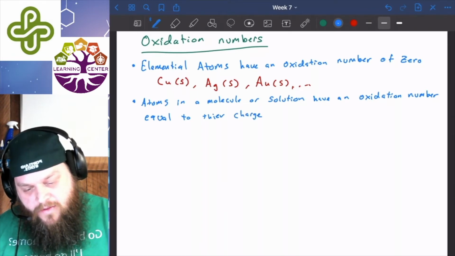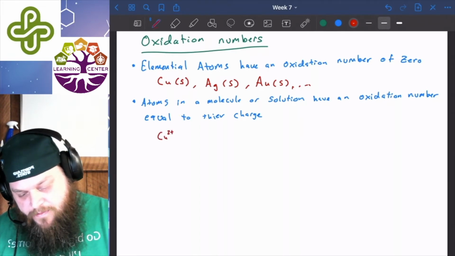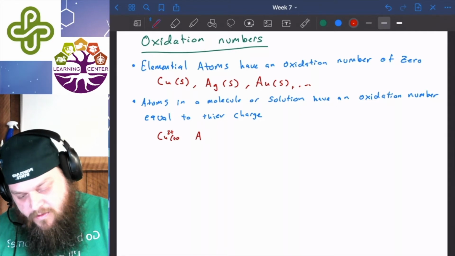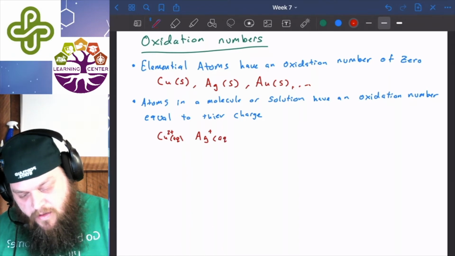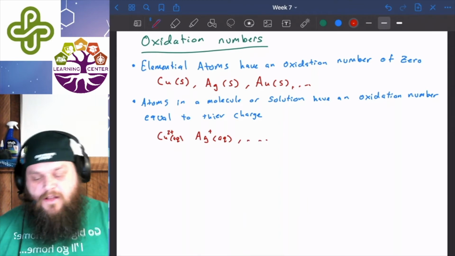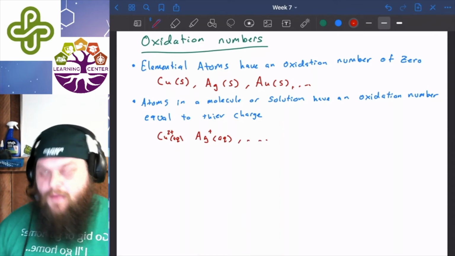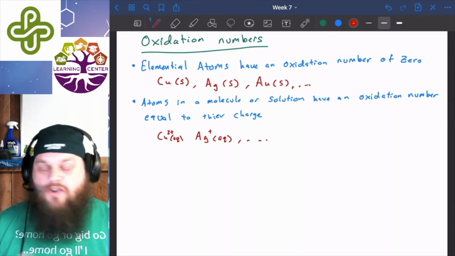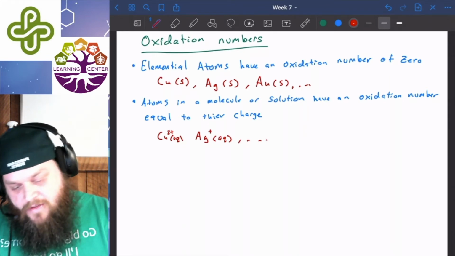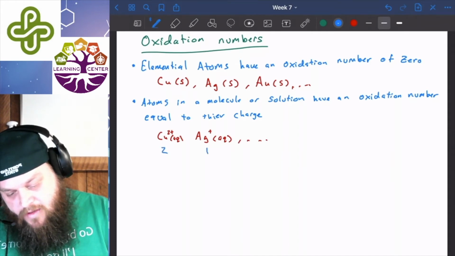Some examples of that would be copper 2 plus in aqueous solution, silver plus in an aqueous solution, and so on. There are lots of different ionized metals floating around in there, and anytime they have a charge associated with them, for example, this copper 2 plus would have an oxidation number of 2, and silver would have an oxidation number of 1.